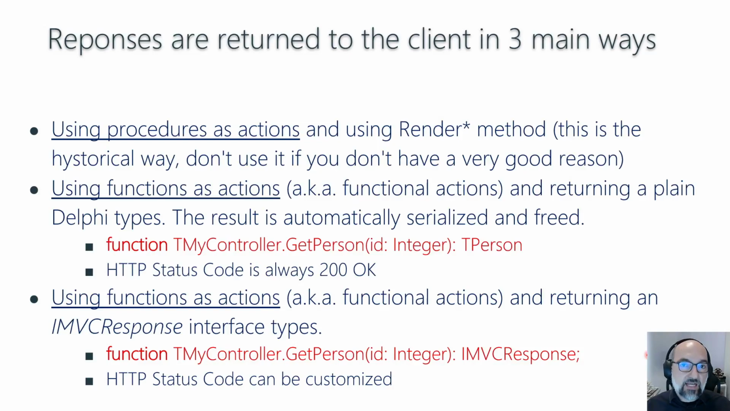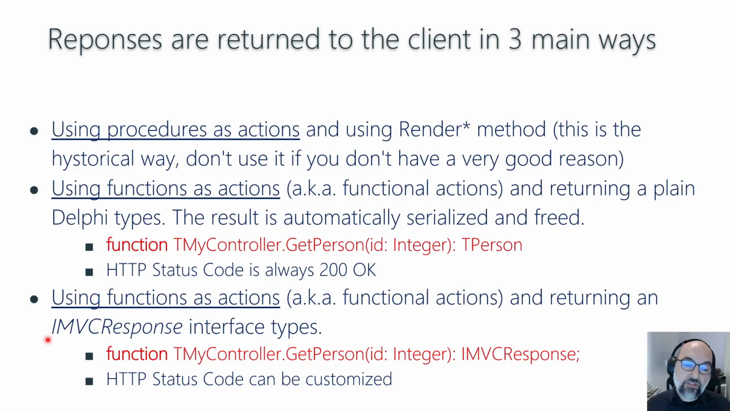Otherwise, the second way is to use functions as actions, also called functional actions, and returning plain data types. The result of this action is automatically serialized and freed if needed. For example, you can have this GetPerson, which gets an ID, and returns a TPerson. This TPerson will be rendered and freed automatically. The status code of an action in this case is always 200, if not otherwise defined. So it is always 200.